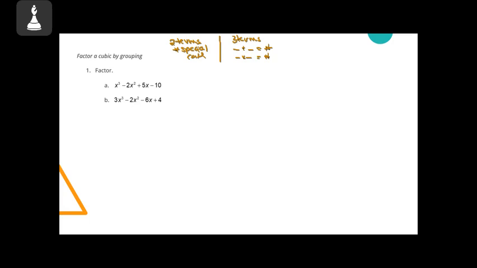When you have 4 terms, the general rule of thumb is to do grouping. So you're going to look at the first 2 terms and the second 2 terms and factor out the GCF and then go to your answer. So if we look at this first one, x cubed minus 2x squared plus 5x minus 10. We're going to look at the first 2 terms together. So no numbers in common. There's a 1 and a 2. So I can't take out any numbers.